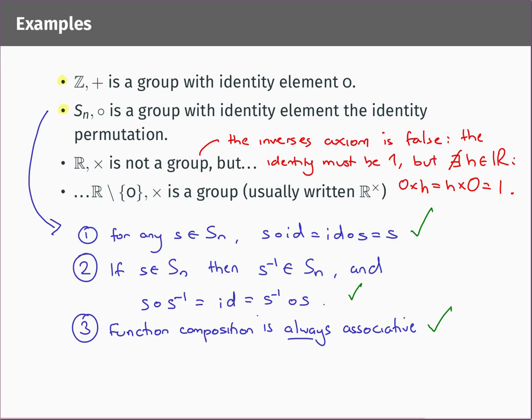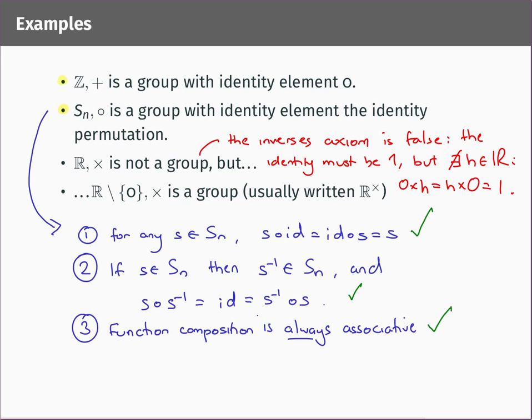So the problem is the inverses axiom doesn't hold because there's no inverse for 0. You can't multiply 0 by anything and get 1. But that really was the only thing that went wrong. The only problem that stopped R together with multiplication being a group is the failure of the inverses axiom for the number 0. So as we've seen, there is an identity element, and of course multiplication of real numbers is associative.